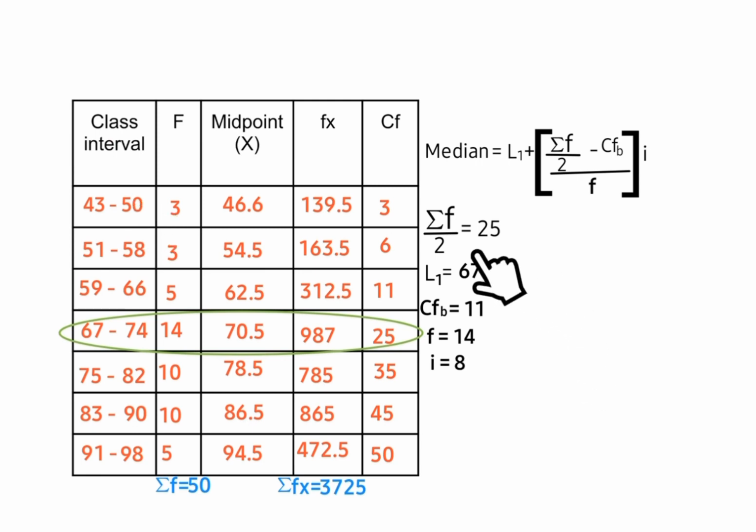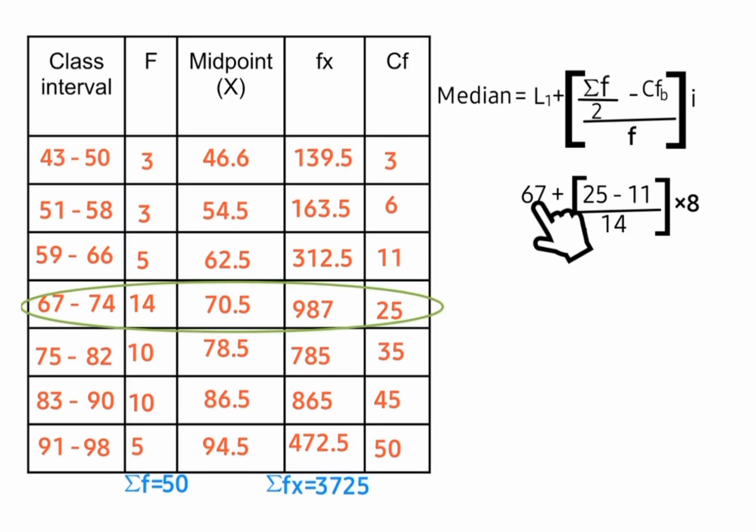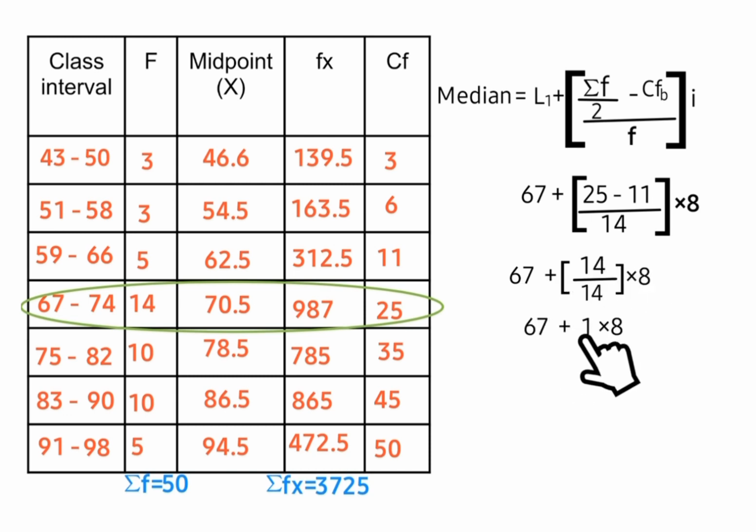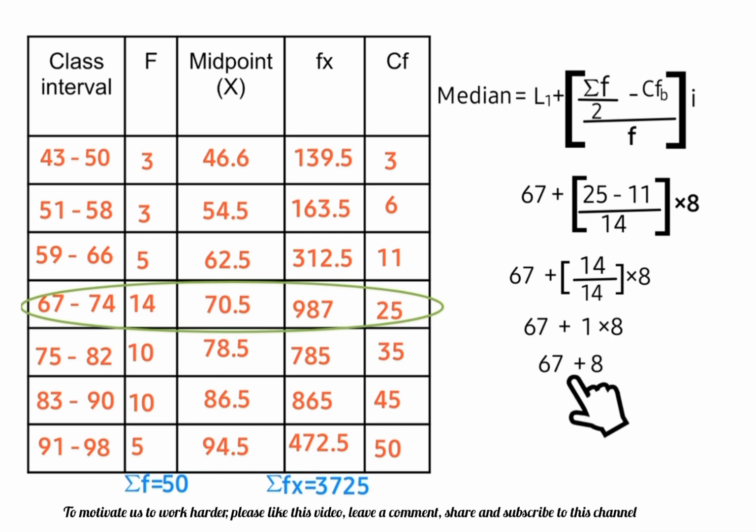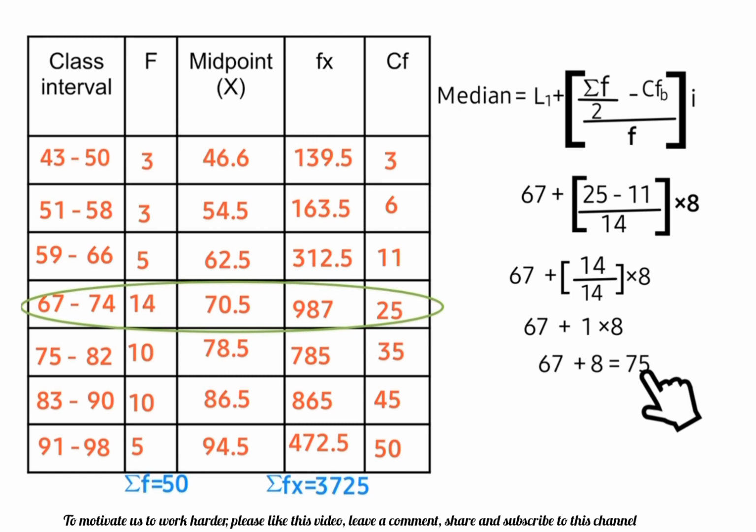We substitute all these values into our formula. Lower limit is 67 plus summation f over 2, we had 25, minus cumulative frequency before the median class, we had 11, divided by frequency of the median class, we got 14, then times class width 8. Performing the basic simplification, 25 minus 11 over 14, so we have 67 plus 14 divided by 14 gives 1, times 8. 67 plus 1 times 8, 67 plus 8. So 75 is the median mark of the students.